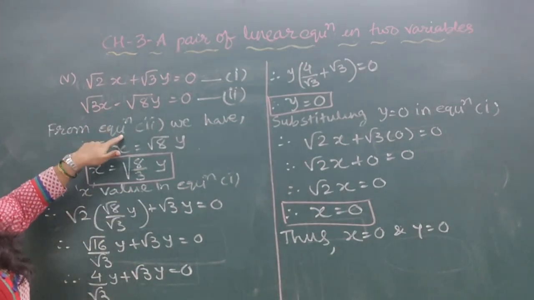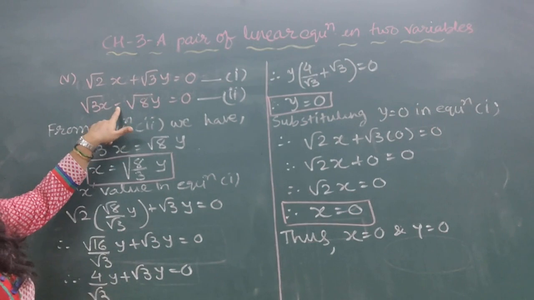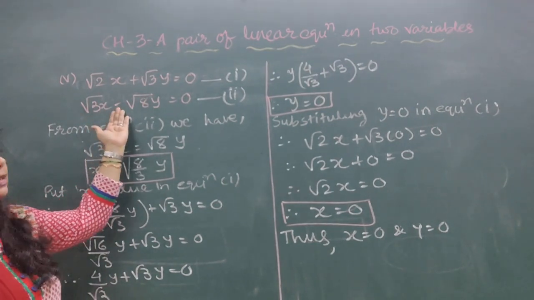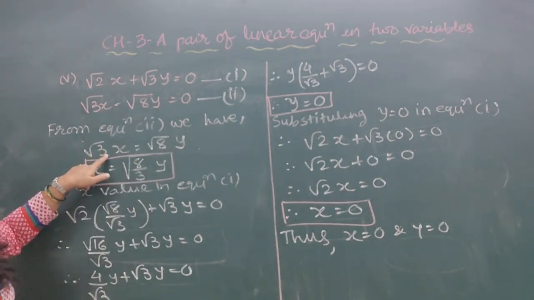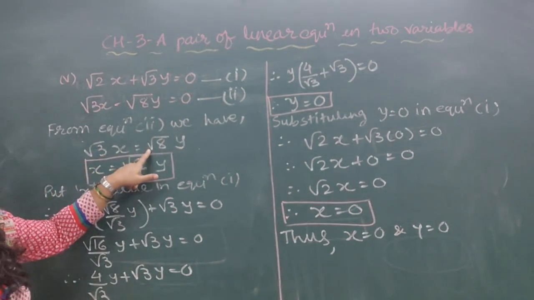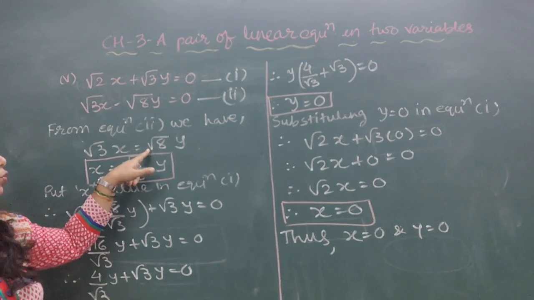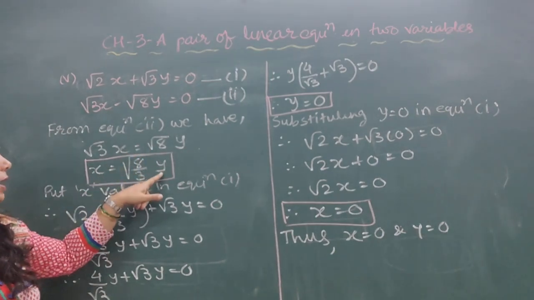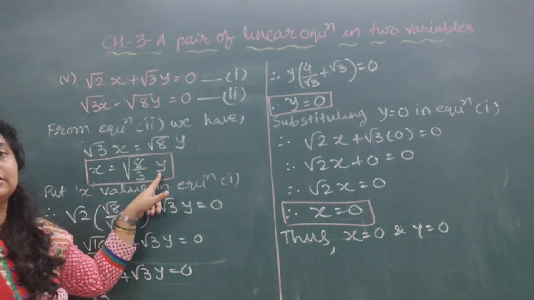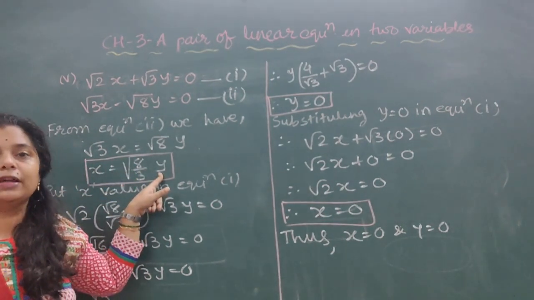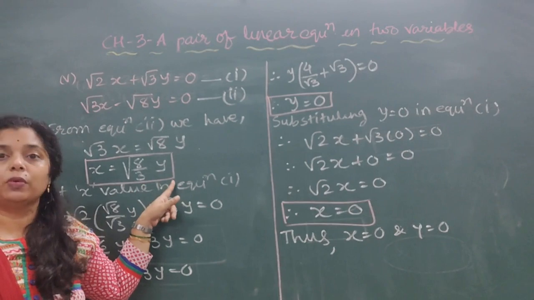I have taken the second equation for the conversion, and as it is minus, I just take the second term, which is negative, to the other side. So I got root 3x is equal to root 8y, and if I want to convert x in terms of y, I get x is equal to root 8 by root 3 into y. So this is the value of x in terms of y.